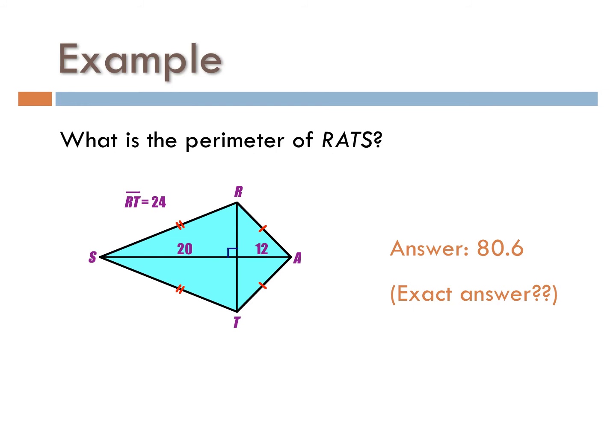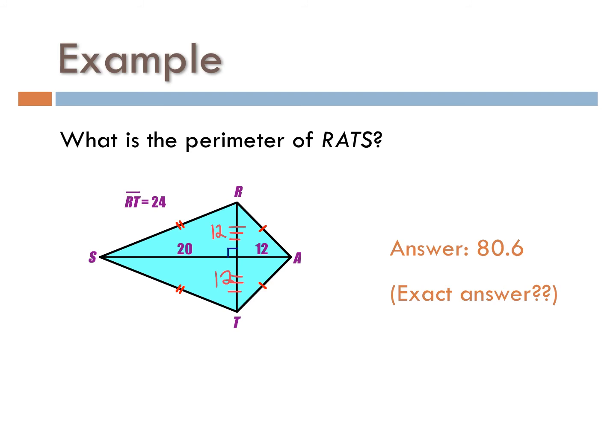So one piece of information that they gave me here is that RT, from R to T, is 24. So earlier we said that the diagonal that connects the two congruent angles, so remember angle R is congruent to angle T, we actually don't need that here, but that diagonal gets split in half. So if the whole thing is 24, that makes this 12 and it makes this 12.